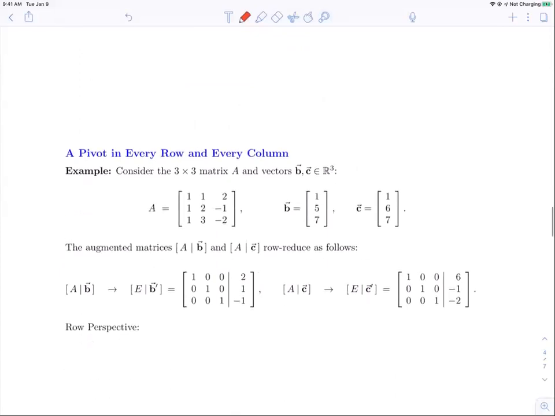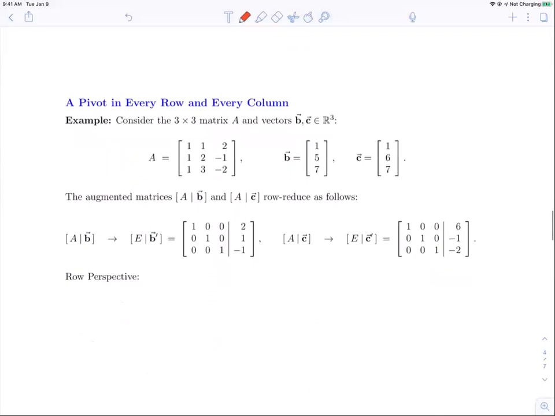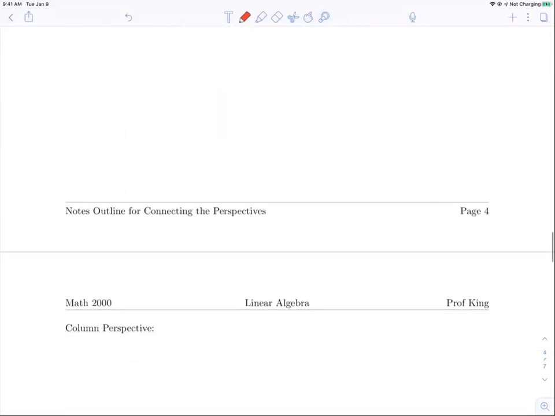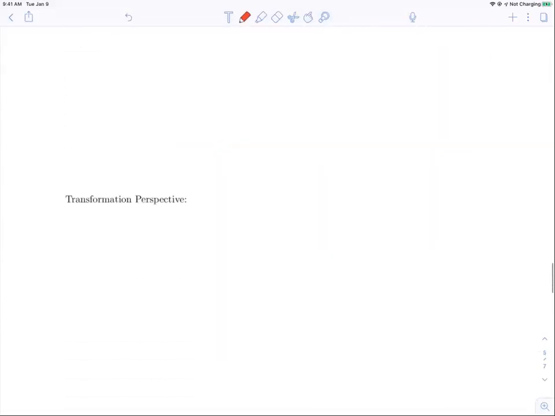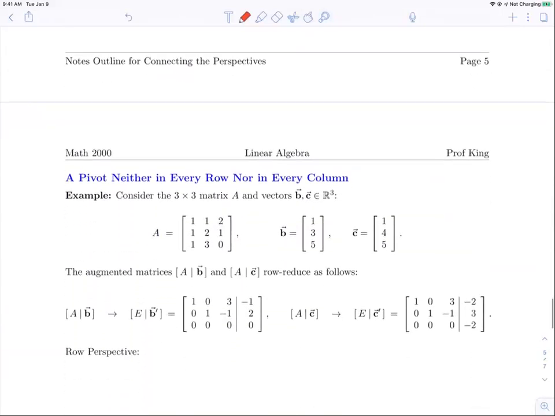Then I have one for a pivot in every row and every column, where I just deleted the last row from the original example that we did. And you can go through the same analysis. So this is really what I want you to do in group work. And then, hey, look, a pivot neither in every row nor in every column.